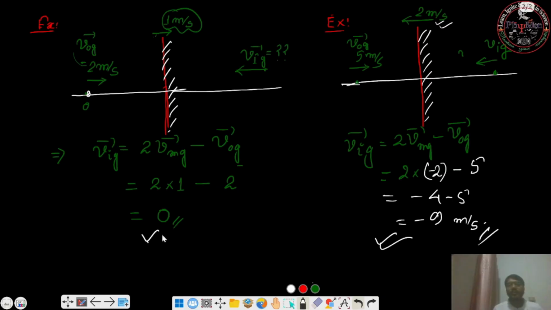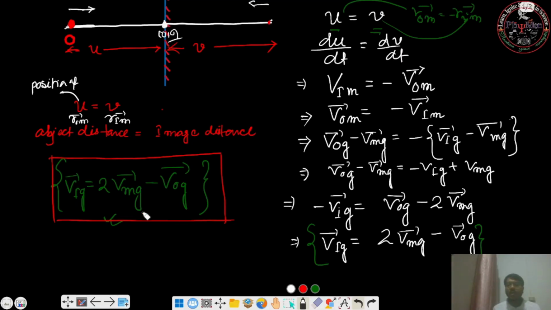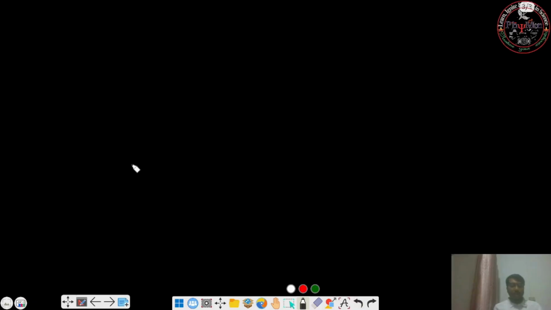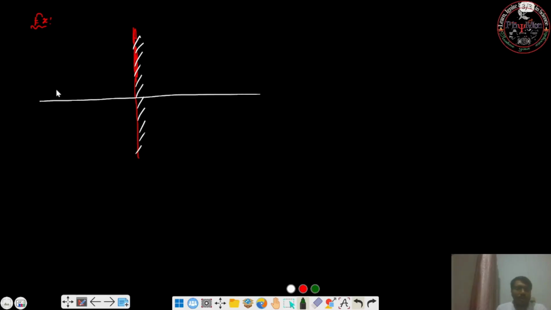So these are the two examples that we have seen. Based on these previous formulas, now another example. Suppose এখন মোৰ প্লেন মিরর, ইয়াতে এটা অবজেক্ট আছে, it's very simple.